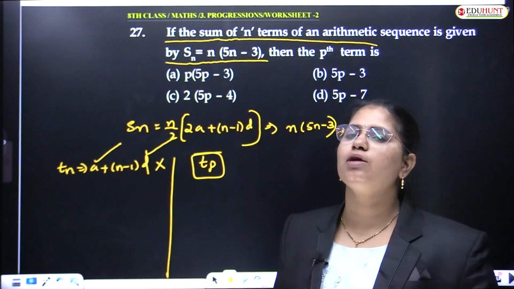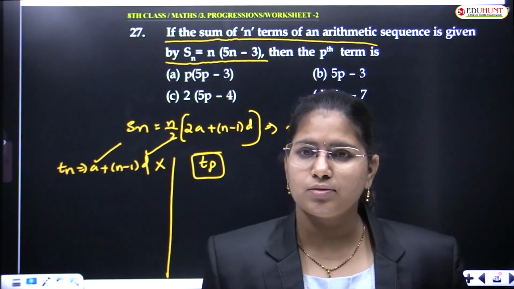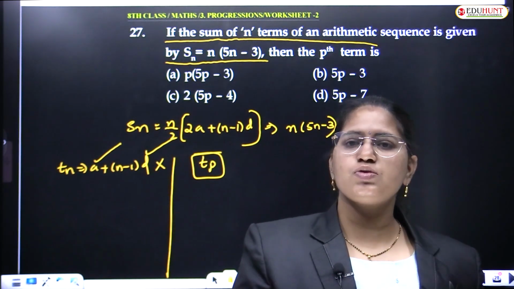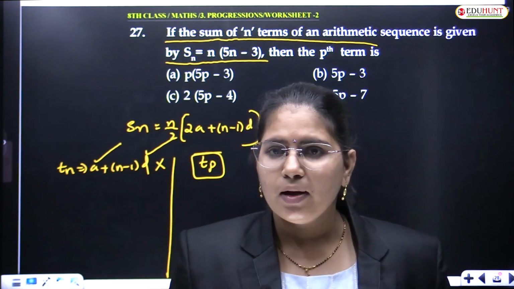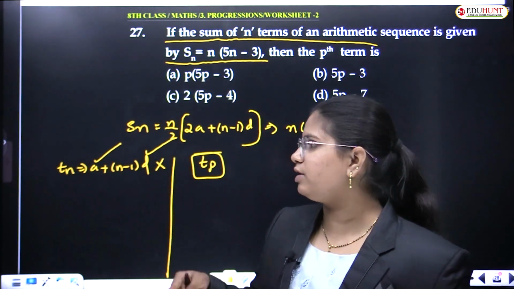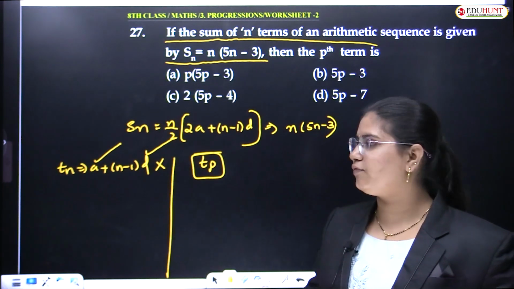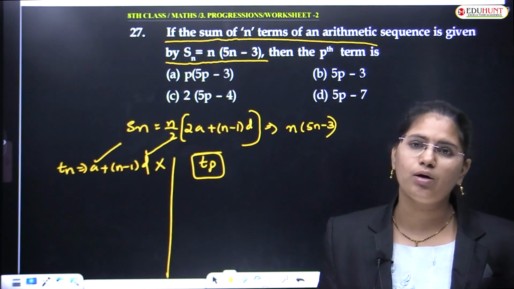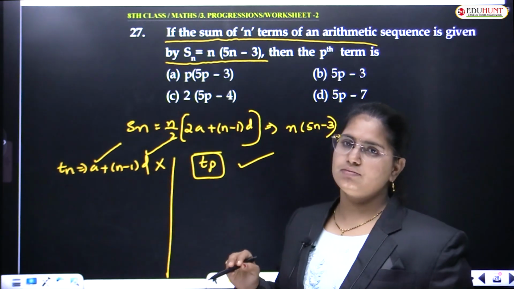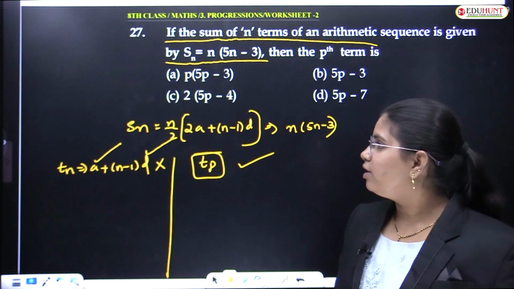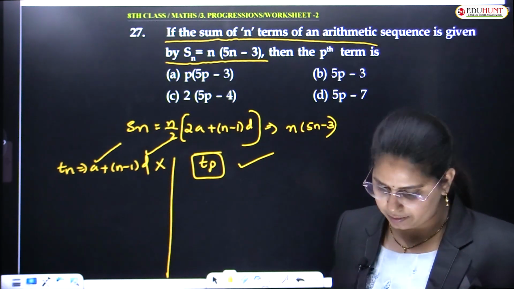Then how to find the value of Tn? Anybody knows this? If you have the terms of an AP, you can easily find a plus n minus 1 into d. But here we don't have any terms of an AP. But still you need to find the value of Tn, and then only you can find the Tp value. How? That is what I am asking you. The given hint is Sn is equal to n into 5n minus 3.